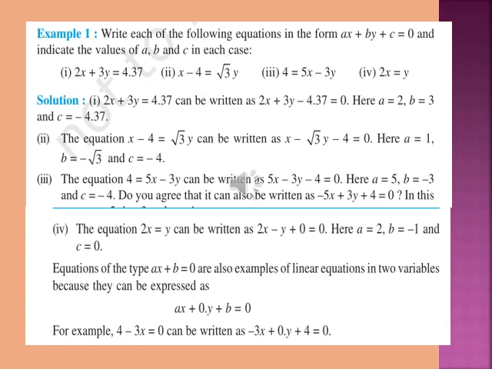So equations of the type ax plus b equals 0 are also examples of linear equations in two variables, because we can express them as ax plus 0y plus b equals 0. For example, 4 minus 3x equals 0. We will write it as minus 3x plus 0y plus 4 equals 0.